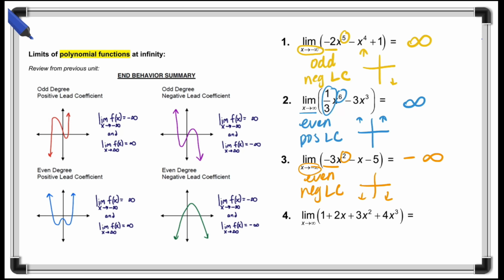In number 4, we have an odd degree, right? That is the 3 with the highest exponent. You have a positive lead coefficient, so your graph ends would look something like that. And as x approaches positive infinity on the right-hand side of my graph, my function is approaching positive infinity.